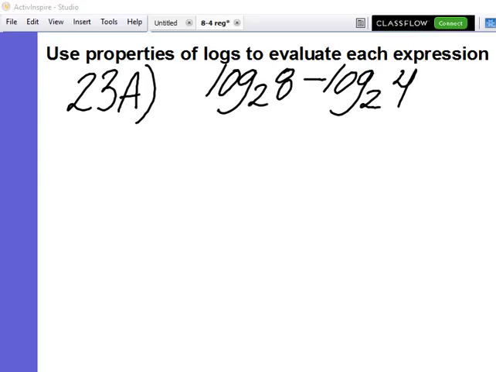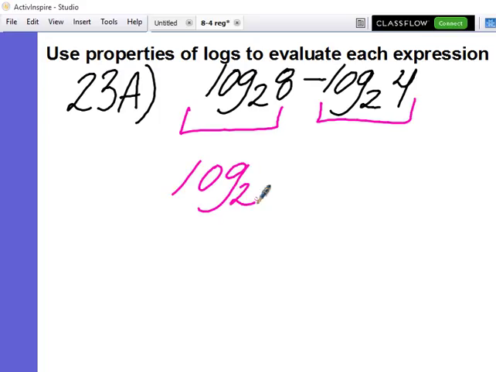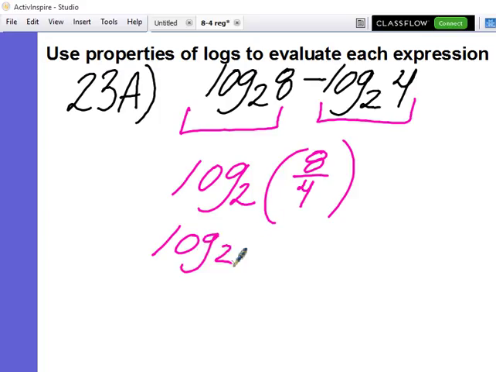So it says use properties of logs to evaluate the expression. To be able to evaluate the expression, we can do it 2 different ways. We can either individually figure out what that is, and then subtract it, or we can do it the easy way. Let's combine this into one logarithm using properties of logs. Isn't this log of the base 2 of, when you divide them, you subtract, so because they're both base 2, we can make it 1 log. So log of the base 2 of 8 divided by 4, which is log to the base 2 of 2, which is 1, right?